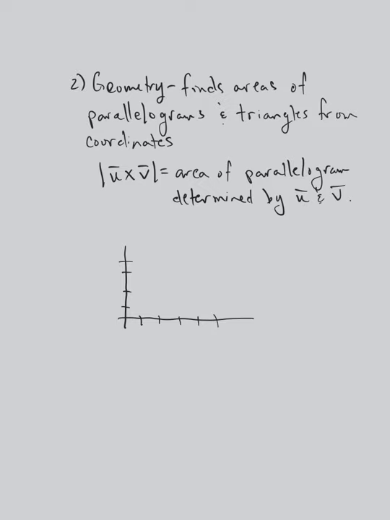Okay, so I could have a parallelogram whose vertices are at (1, 1) and at (4, 1). And then another set of vertices at (1, 3) and (5, 3), like this. And for some reason I might want to be finding the area of that parallelogram. So what you can do is form the two vectors that have a common tail right here. I could call those u and v, like I usually do.